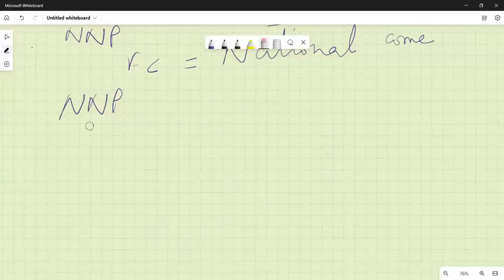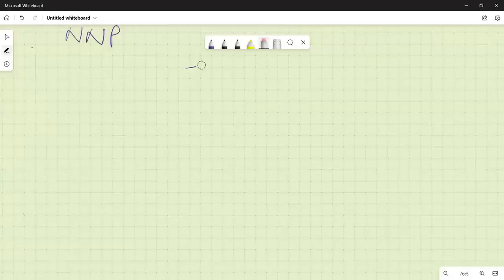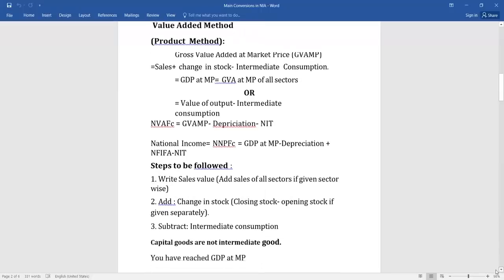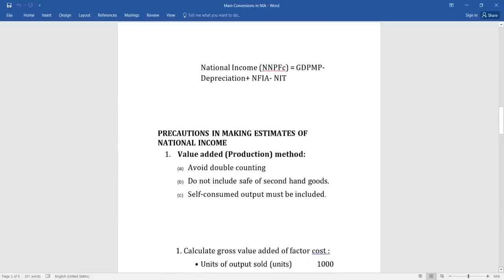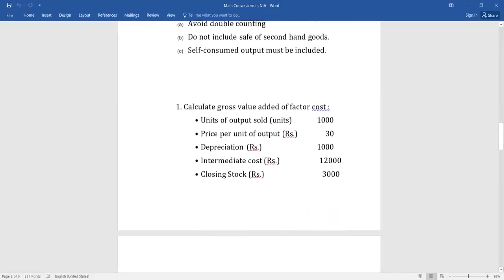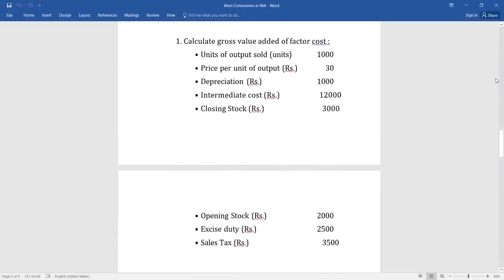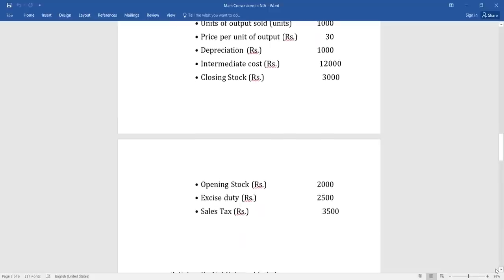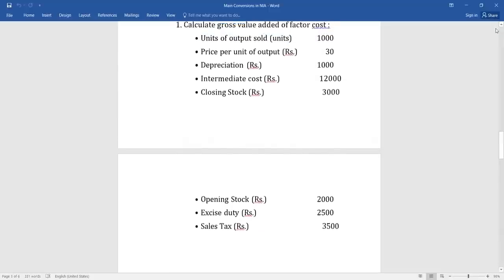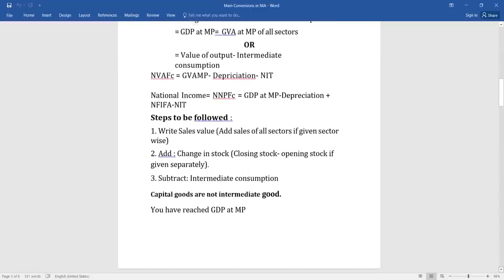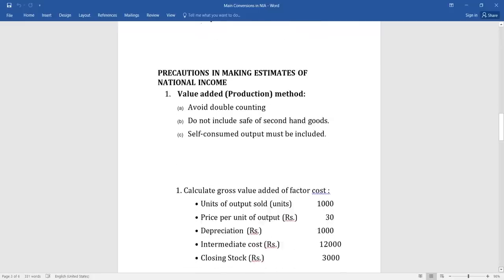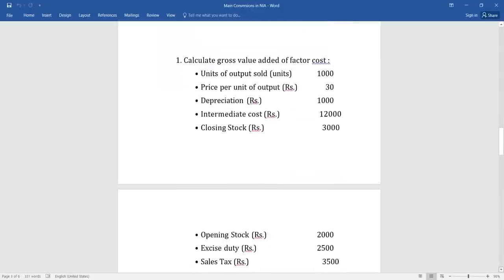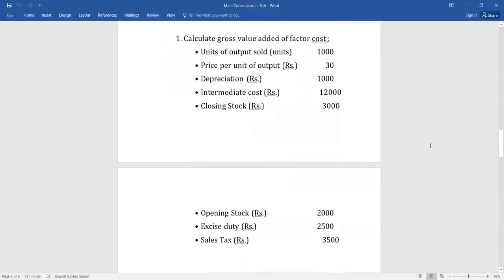Now we'll go through some numericals, some examples, of how to calculate the GDP at MP and how to convert it into the NNP at FC. Then after this, we'll discuss the precautions and steps. So first of all, we take this numerical. In this, we have been given to calculate the value of gross value added at factor cost. This question is asking us to calculate GVA at FC. As we have gone through the conversions, we have discussed all these variables. I hope all of you have gone through this video.